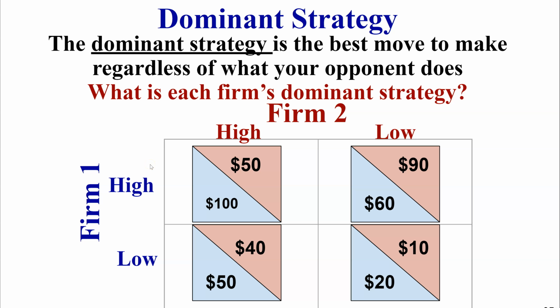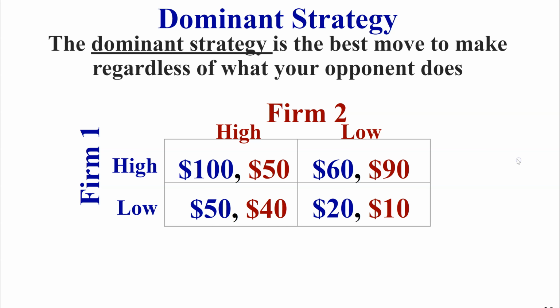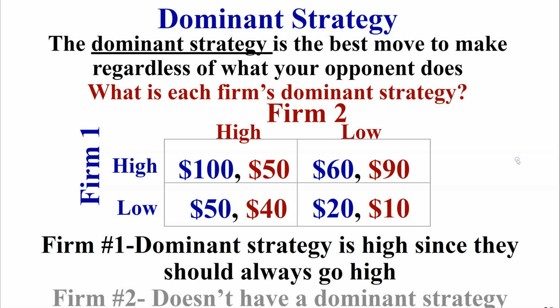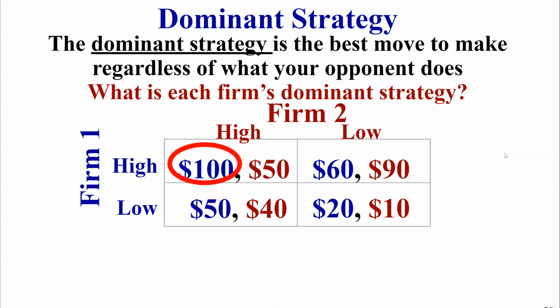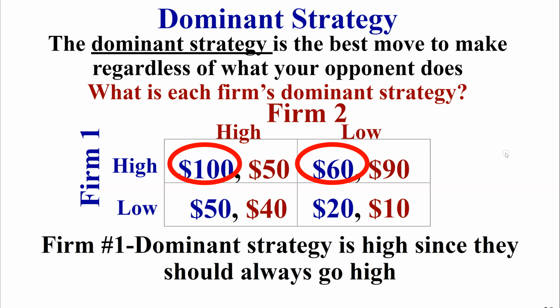So what does firm 2 do if they don't have a dominant strategy in this case? Well, they're going to know that firm 1 is pricing higher. So they're going to price lower because they know that it's better to make $90 than $50. And that's what we see in this scenario. Okay, the dominant strategy then is to go high because firm 2 doesn't have one. What do we see here? We see the $100 is better than $50, and $60 is better than $20.